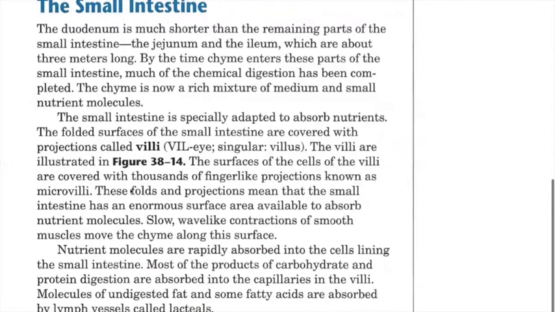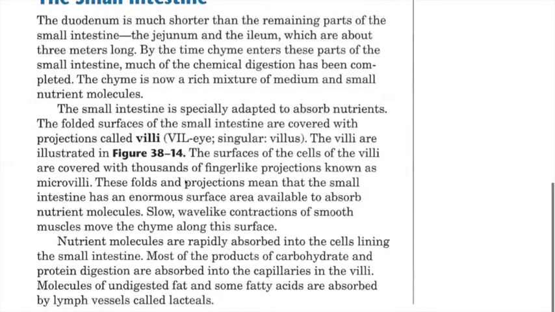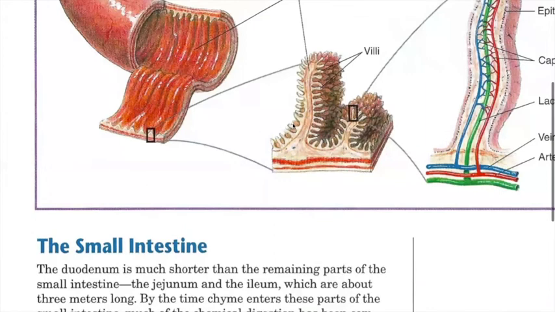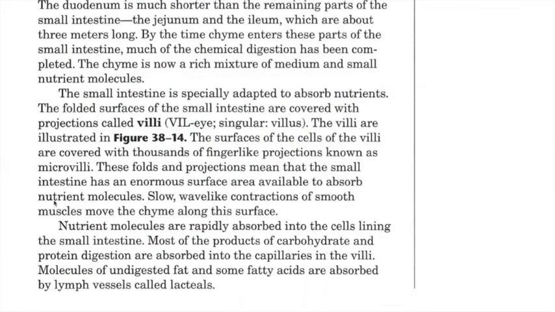The villi are illustrated in 38-14. I just showed you that. The surface of the cells of the villi are covered with thousands of finger-like projections known as microvilli. These little wobbly things on the villi. These folds and projections mean that the small intestine has an enormous surface area available to absorb nutrient molecules.